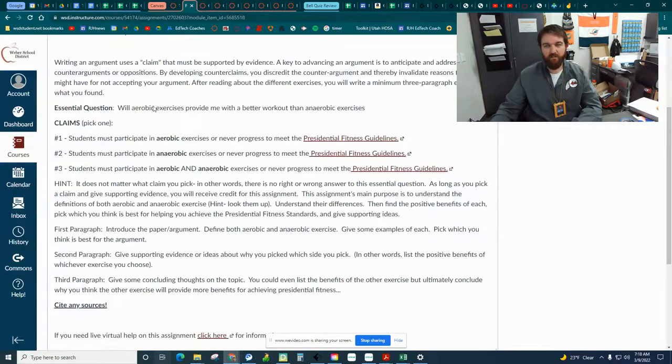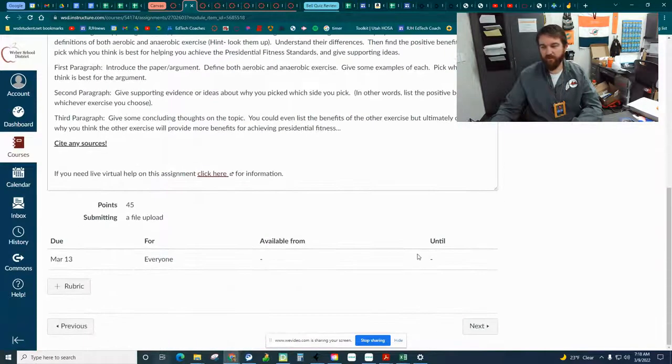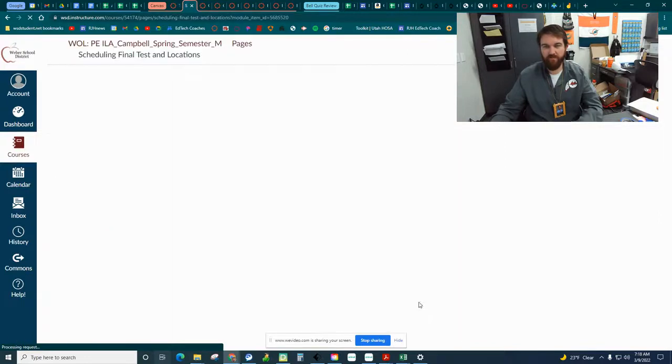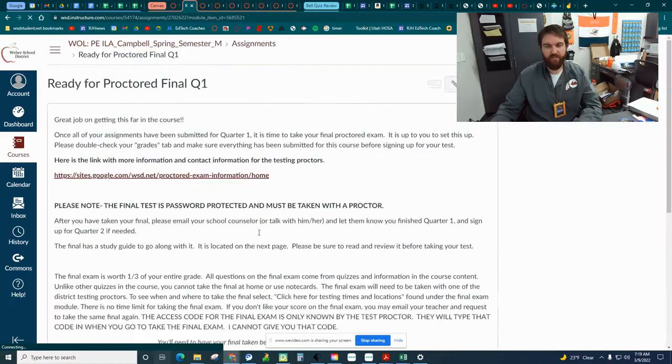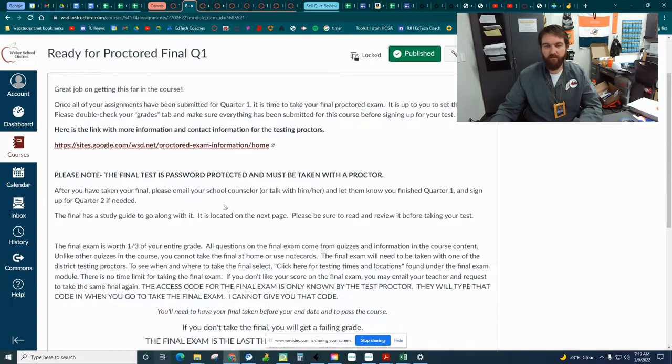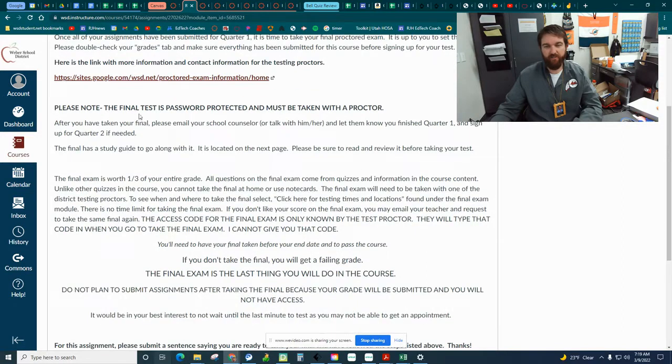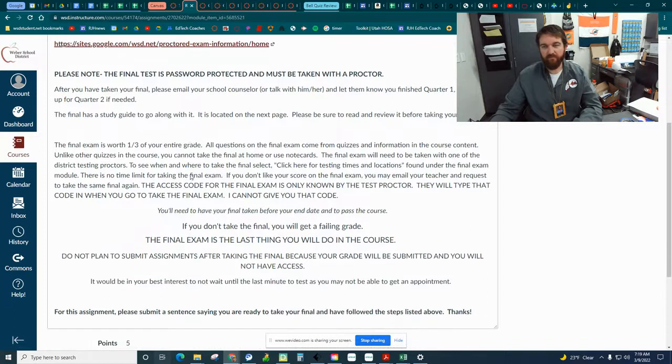The other thing that I wanted to go over, after you've submitted, make sure you go to the scheduling final tests and locations. Proctored exam information. Make sure you read through. Here's that link again to schedule your final exam. It's password protected. It needs to be taken with a proctor.